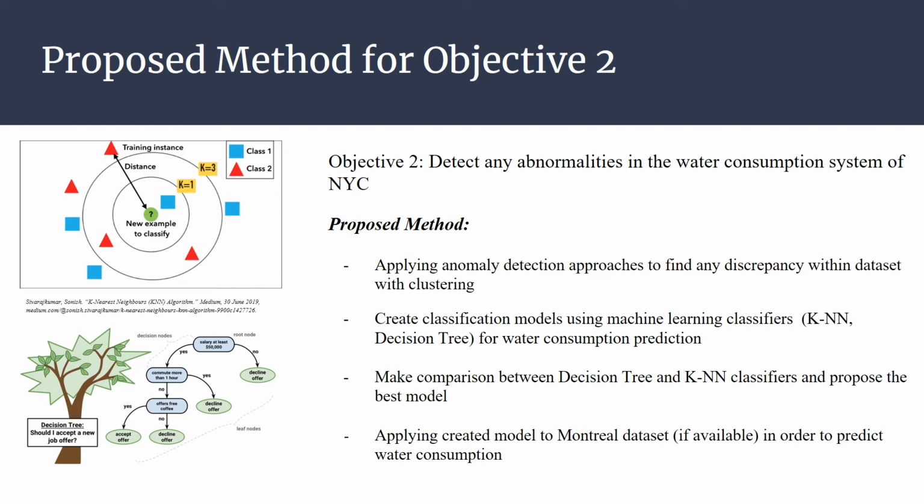We then create classification models using KNN and decision tree for prediction of water consumption, as these models are robust against missing data. We then make comparison between these classifiers and we propose our best model, and we apply the created model to the Montreal dataset, if available by city, in order to predict water consumption.